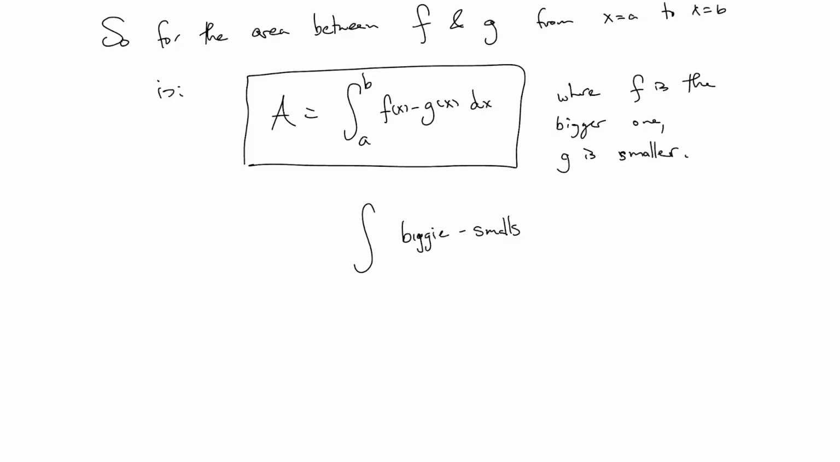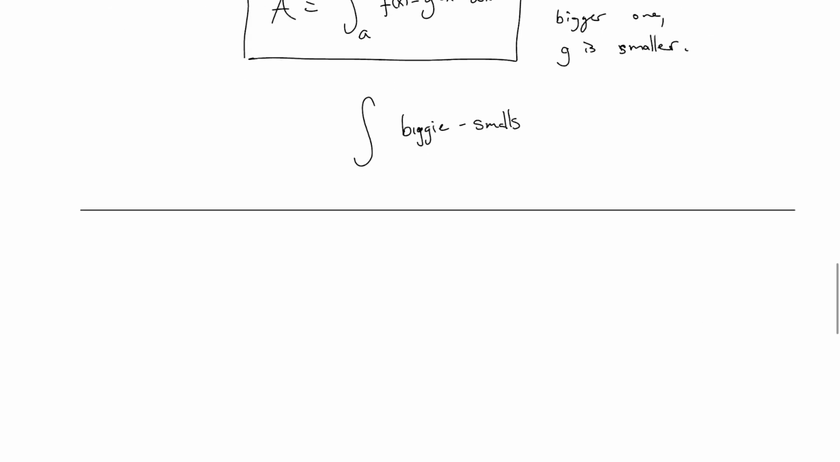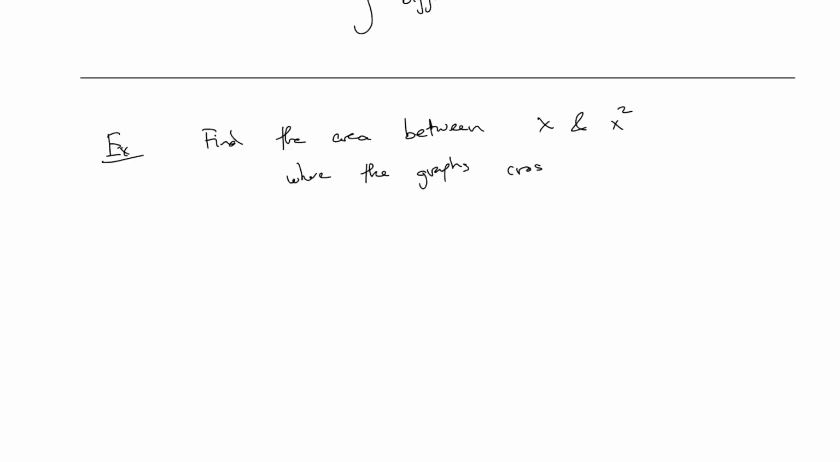So, as usual, I got a couple examples, and then I got some for you to try, and then I have some variations. There's easy ones and then slight variations. Let's try a fairly easy one. Here is an example. Find the area between x and x squared, where the graphs cross one another. The area between x and x squared.